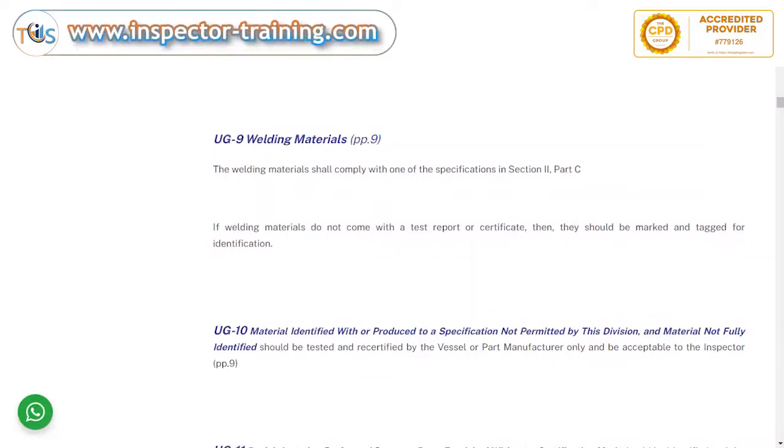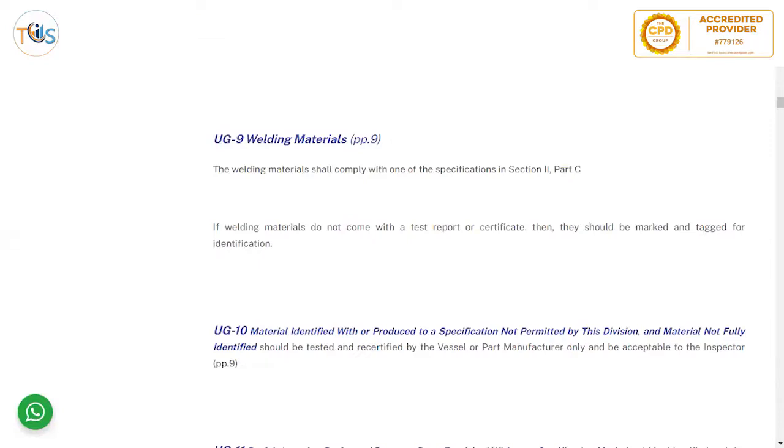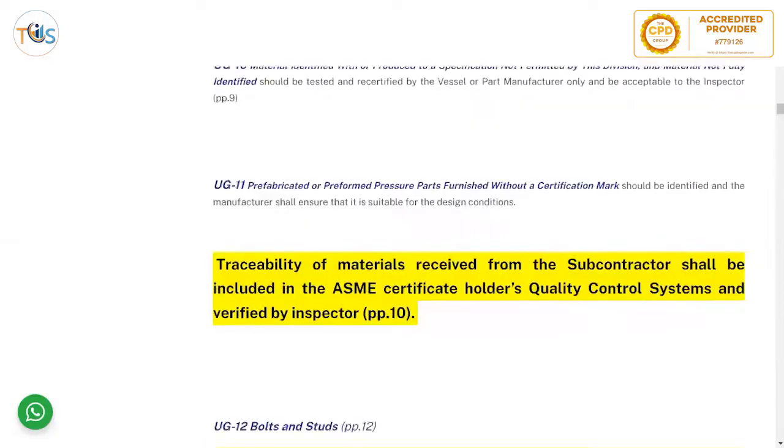Welding materials. The welding materials shall comply with one of the specifications in Section 2 Part C, which is for filler metals. If welding material does not come with a test report or certificate, then it should be marked and tagged for identification. Material identified with or produced to a specification not permitted by this division, and material not fully identified, should be tested and recertified by the vessel or part manufacturer only and be acceptable to the inspector, so the manufacturer takes the responsibility.